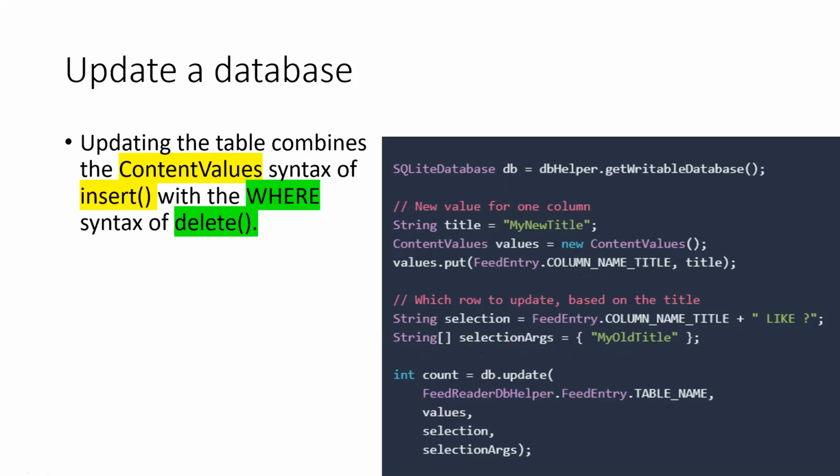Then here you do the updation. So db.update, first of all specify the table name, then the values, that means the map you mentioned, then selection and selection arguments. So this is a simple syntax of making an update, and it is also going to return you an integer, and that integer is the number of rows updated.